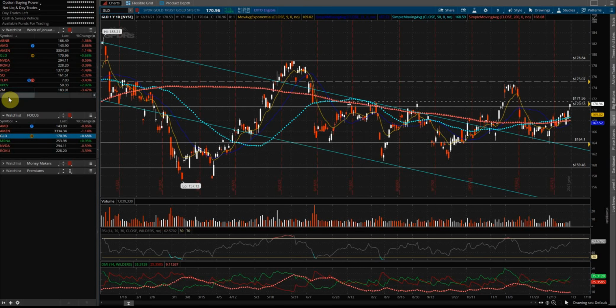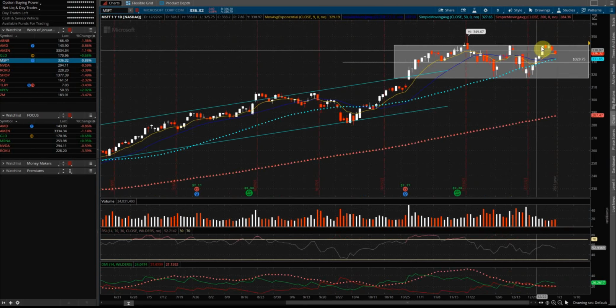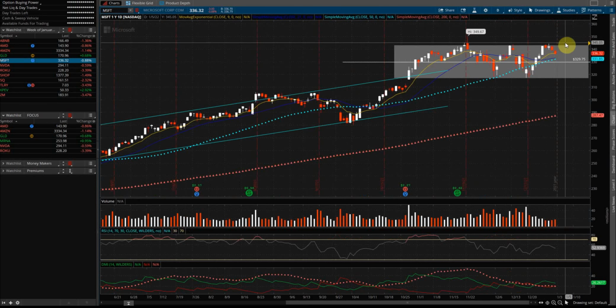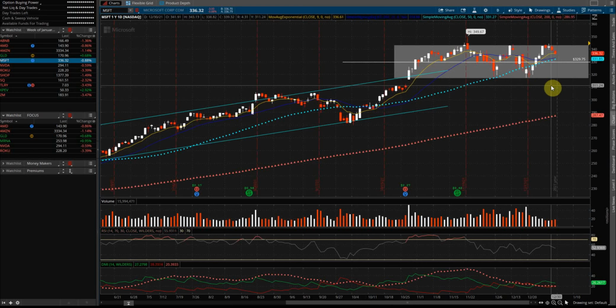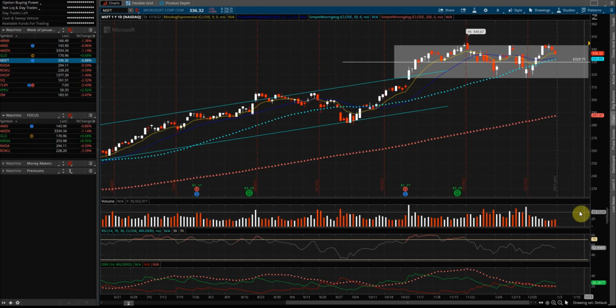Next, we have Microsoft. Microsoft needs to break out over 345, and it can see 349.67 very quickly, and then over 351 can continue higher. Currently, it's just oscillating in this box here.